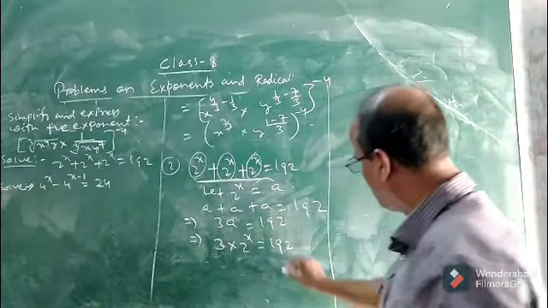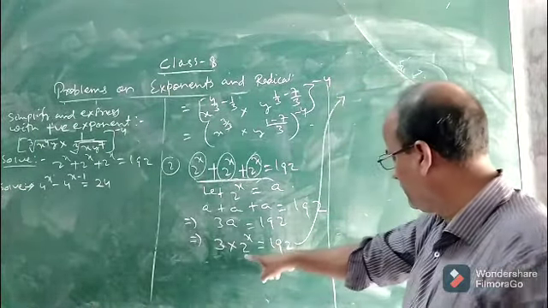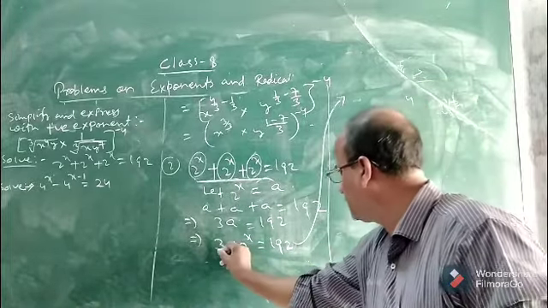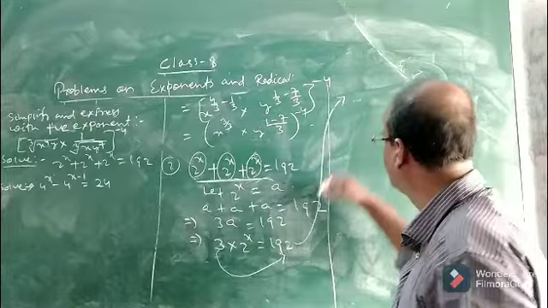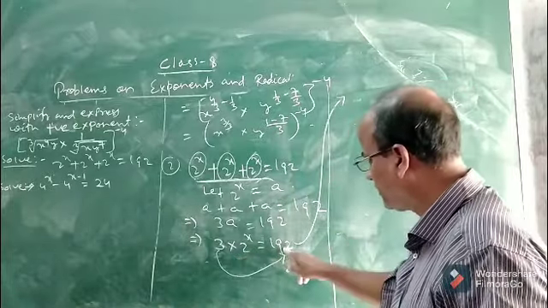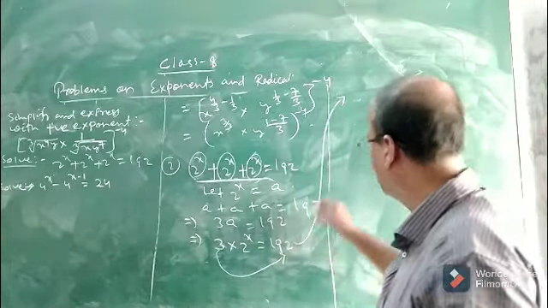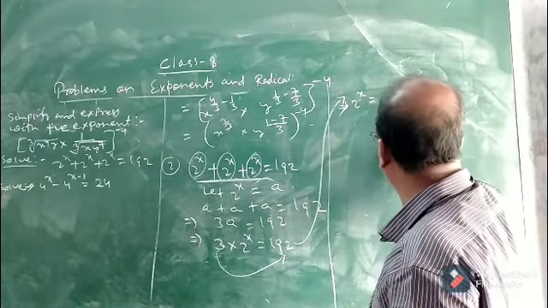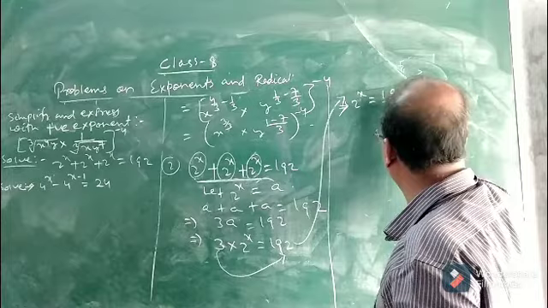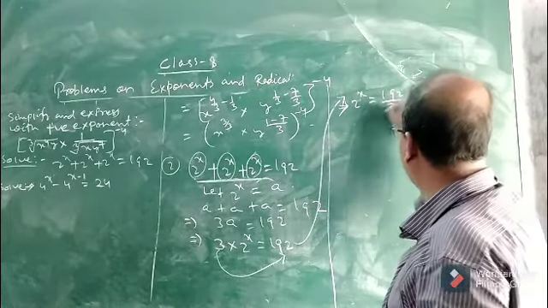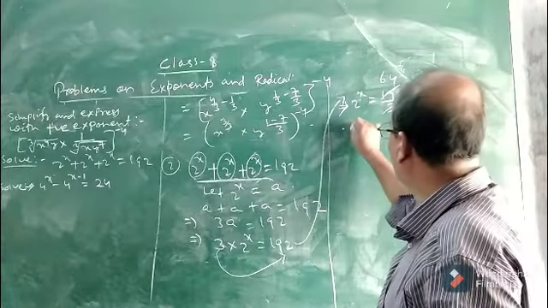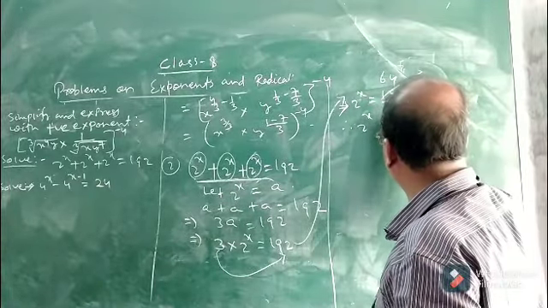Now you can easily solve it. What will be the next step? 3 into 2 to the power x is 192. So first you bring 3 to the right hand side. Here it is multiplied, so if it comes to the right side, it will be divided. So 2 to the power x will be equal to 192 by 3. And how much is it? 3 6s are 18, you see, 64. So we got 2 to the power x equal to 64.